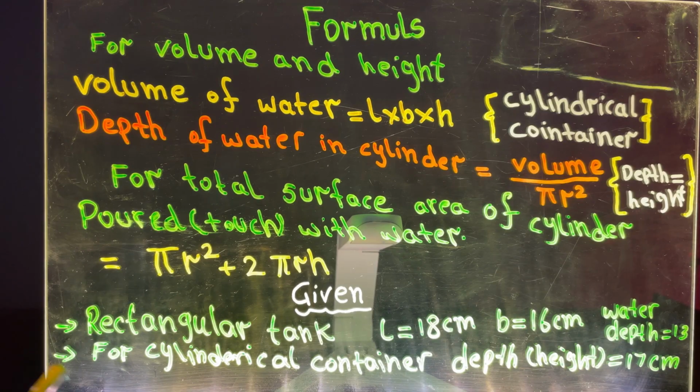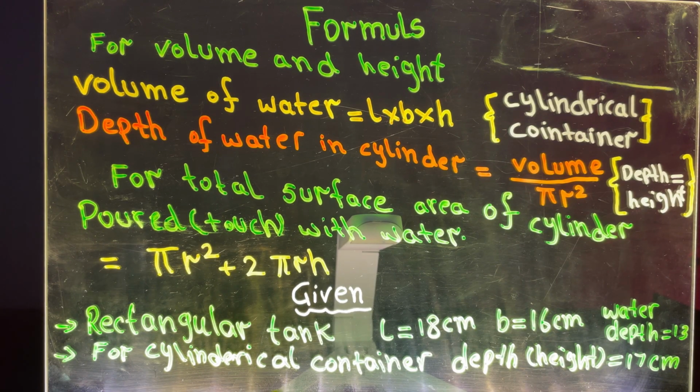And here these things are given in the question. The first one is the rectangular tank. For the rectangular tank, we have length of 18 centimeter and breadth of 16 centimeter, and water depth, that is height, is 13 centimeter.